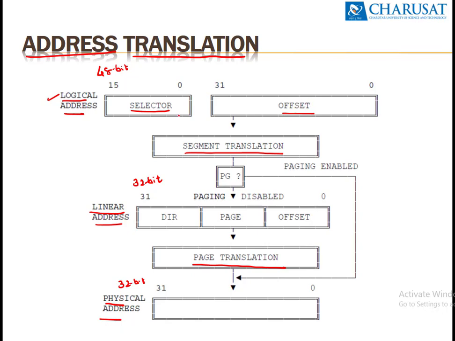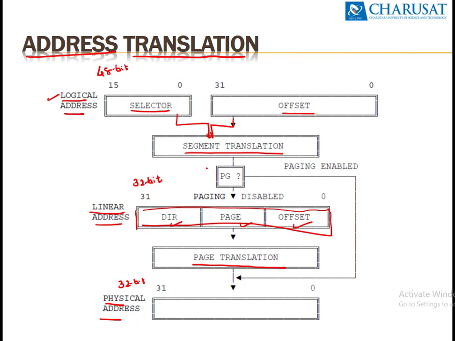The selector and offset, both values go to segment translation. Segment translation is a step-by-step procedure which converts a logical address into a linear address, meaning a 48-bit address into a 32-bit address. So this is the 32-bit linear address. The linear address is further divided into three parts: directory, page and offset. Depending on the implementation, you may have any number of bits for directory, any number of bits for page, and the rest of the bits for offset.